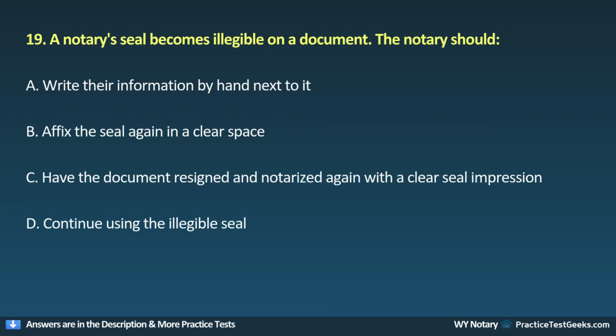The notary should A. Write their information by hand next to it. B. Affix the seal again in a clear space. C. Have the document resigned and notarized again with a clear seal impression. D. Continue using the illegible seal.